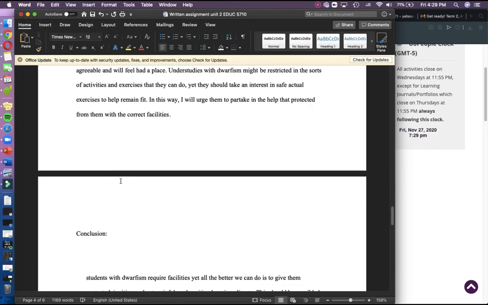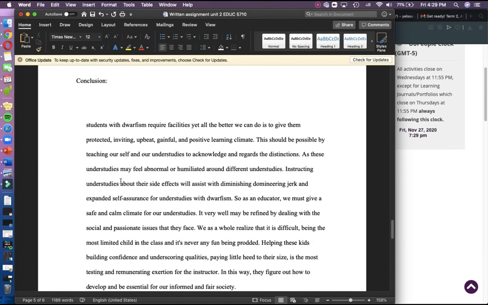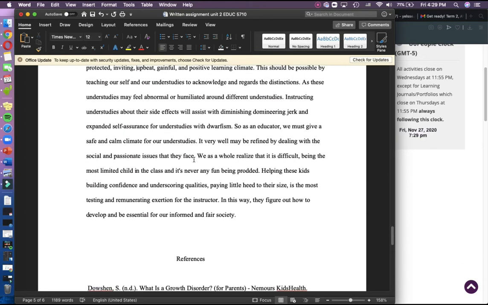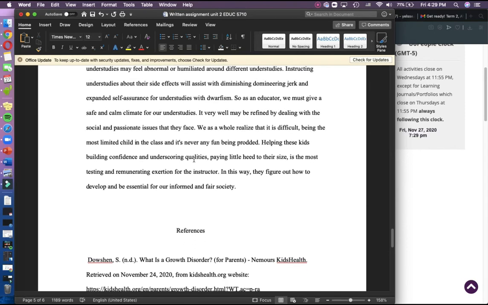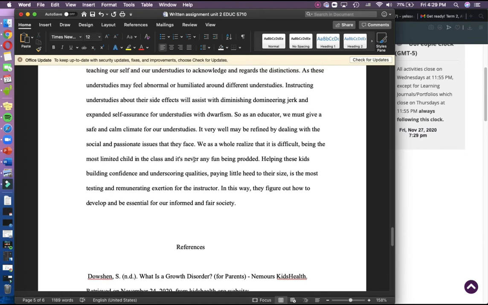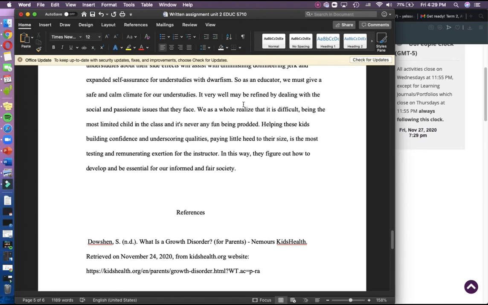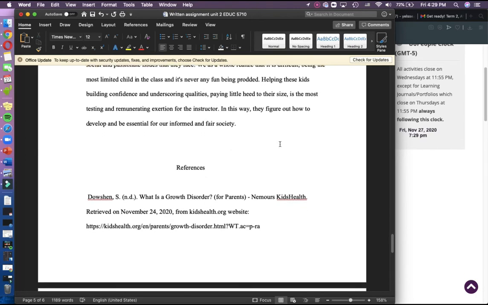For example, the word bargain, he says understudies bargain. Again, the spacing is weird, and they don't even capitalize students. I wonder if they used their phone or another device, and then when they downloaded it as a Word doc, it changed the format. I don't know. There's another one here where it says diminishing domineering jerk, which I'm not really sure what it means. Like, I'm really confused, like legit confused.